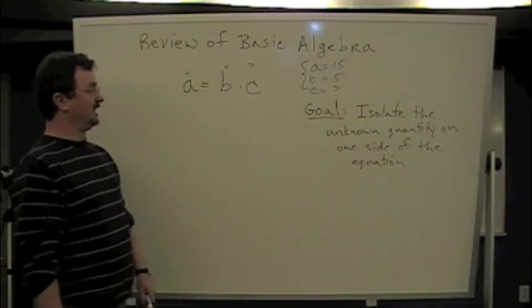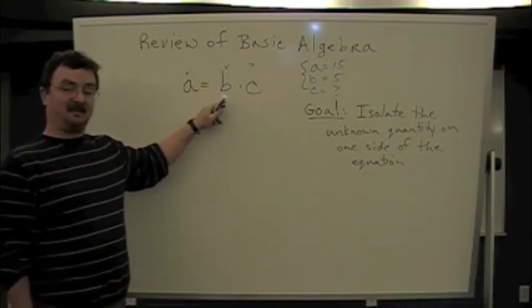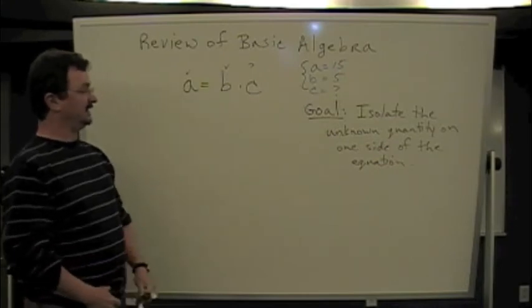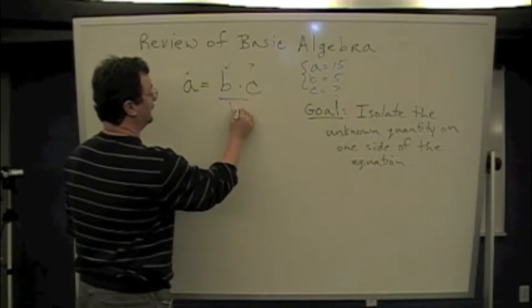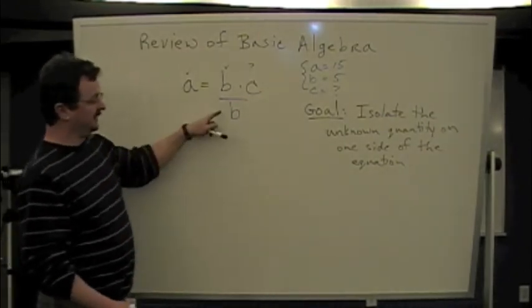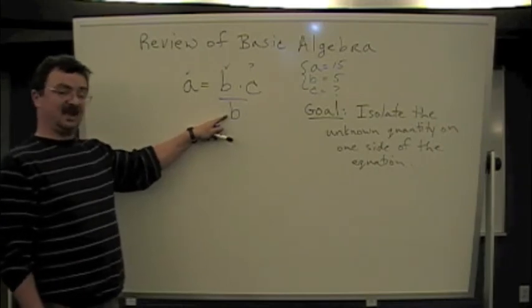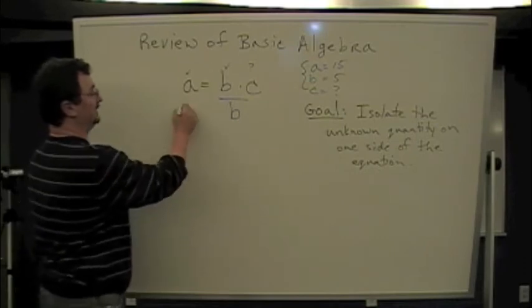How do you get rid of B? Well, if B is multiplying C, you want to do the opposite process. And the opposite of multiplication is division. So you want to divide out B. But again, let's go back to the golden rule of algebra. If you divide by B on this side, what else do you have to do? Well, you have to divide by B on this side.